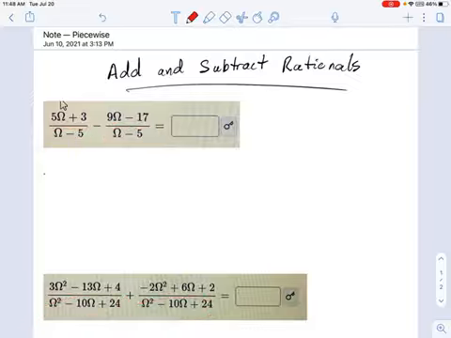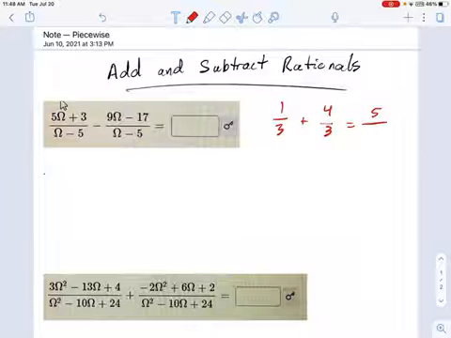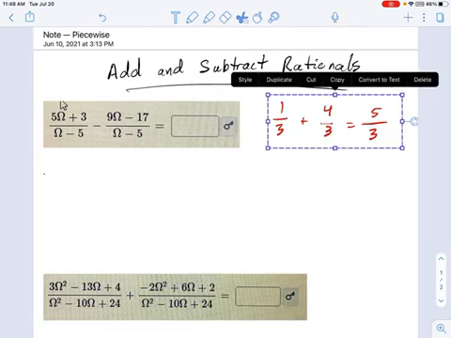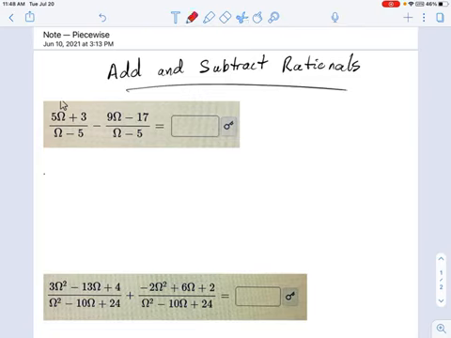And if you remember how addition of fractions works, it's actually nice when we have common denominators because it means you just add straight across the top and you keep the denominator unchanged, right? 1/3 plus 4/3 equals 5/3. So we're going to do the same thing with rationals. Remember, all the rules of arithmetic apply to rationals. It's just that the variables sometimes make it a little more complicated, but it's still the same rules.